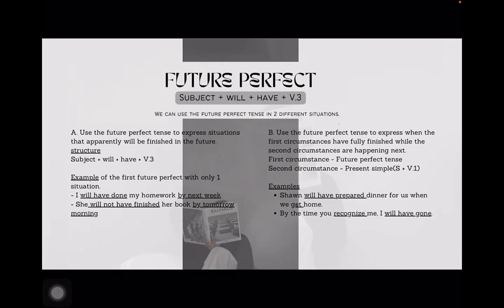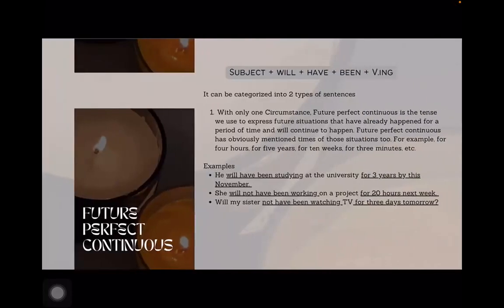Next, future perfect continuous tense. So this one can be categorized into two types, and here is the structure: subject plus will plus have plus been plus verb-ing. And for the first type, with only one circumstance, future perfect continuous is the tense we use to express a future situation that has already happened for a period of time and will continue to happen.